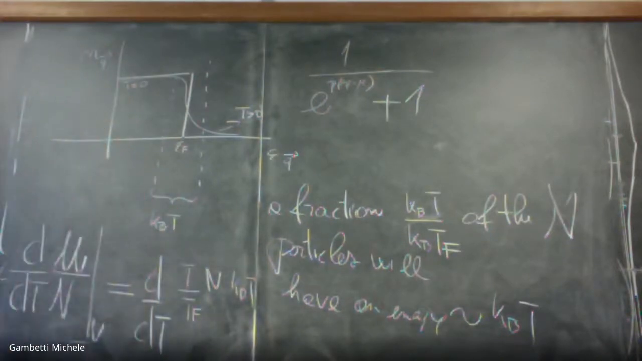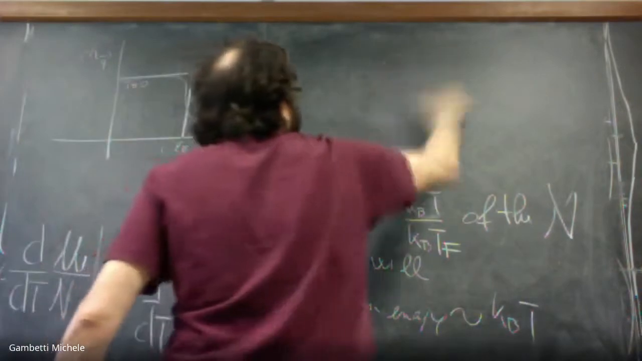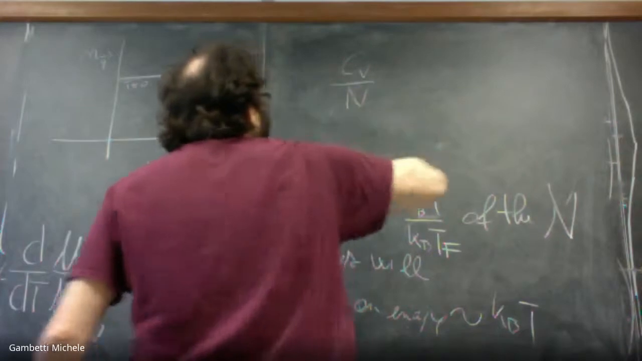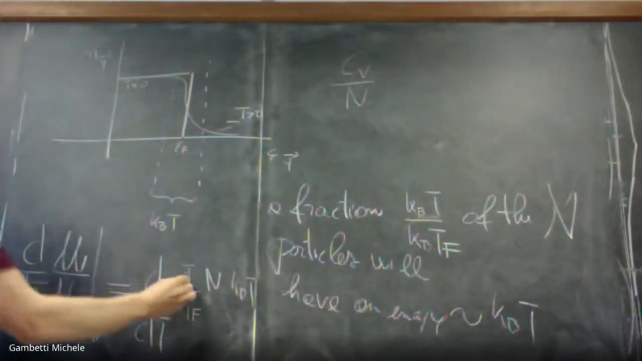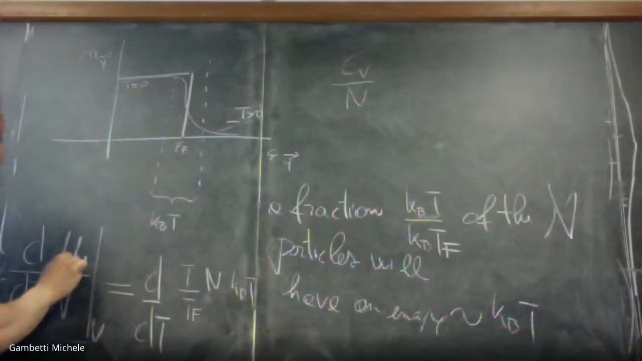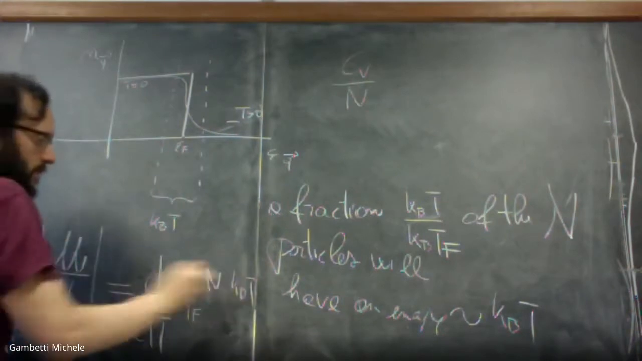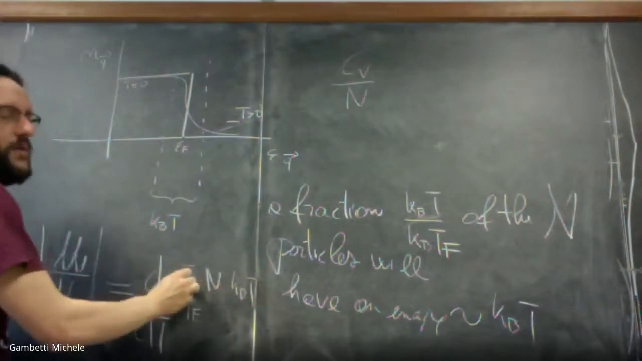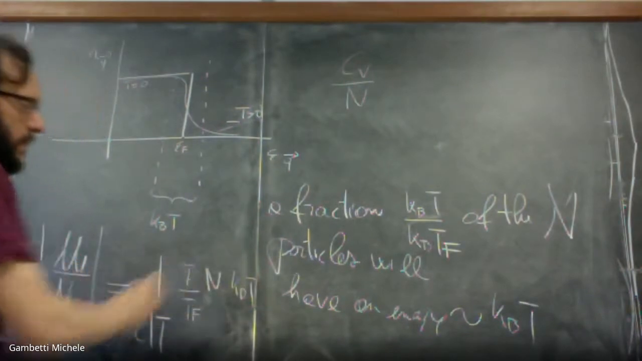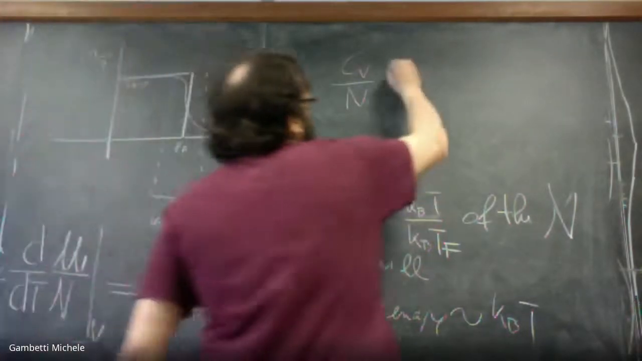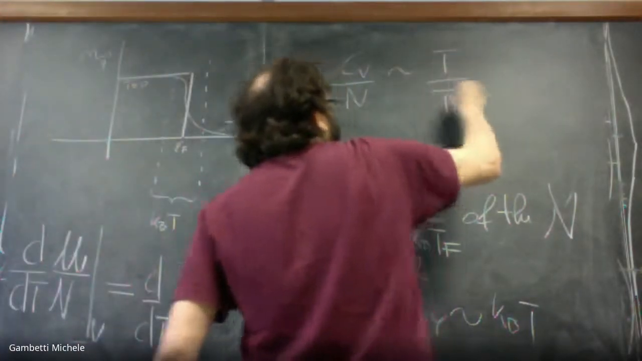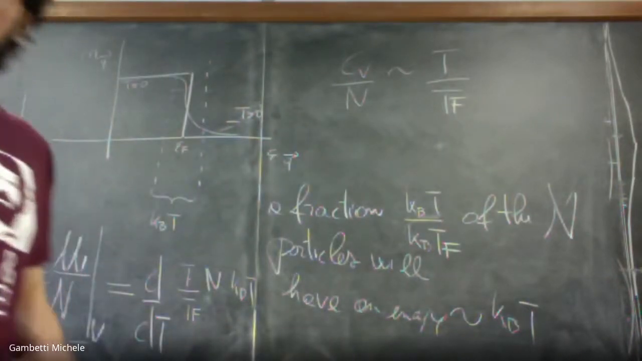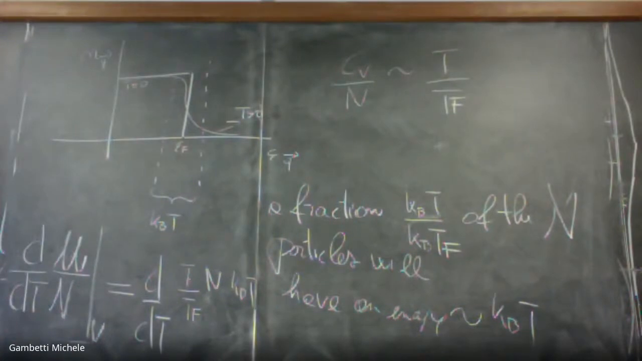Okay? And so you see from here that if you try to estimate the heat capacity per particle, you indeed have a quadratic behavior of the energy per particle, sorry. And so if you do the derivative, you get a T squared, then the derivative gives a power of T, and it's T divided by TF. So you can infer that the scaling must be T divided by TF just by following this argument.